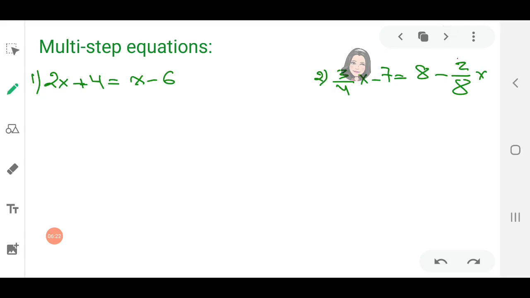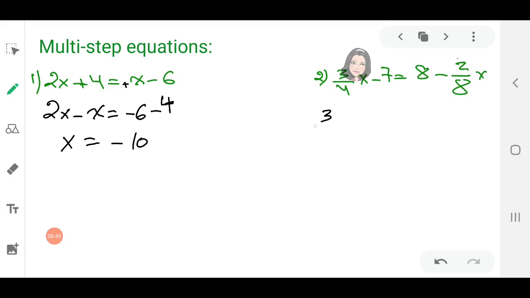Now, what do you mean by a multi-step equation? First, over here, what I'm going to do is to move the x's on one side, the numbers on the other side. 2x plus x, move it to the other side, is a minus x, equals minus 6 plus 4, move it to the other side, it's going to be a minus 4. 2x minus x, 1x, which is an x, equal minus 6 minus 4, it's a minus 10, and I'm done.